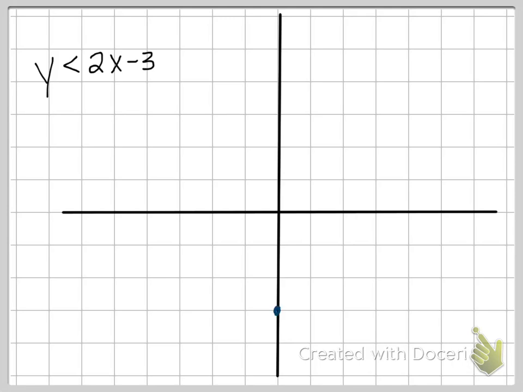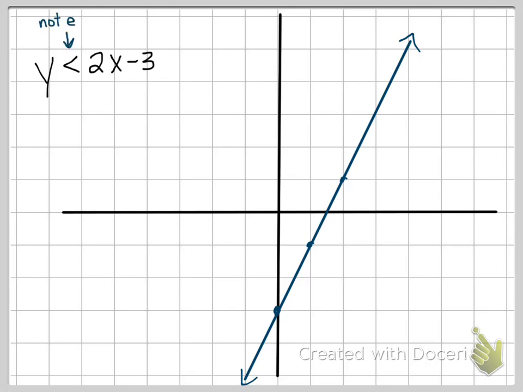Alright, so first I have the y-intercept at negative 3 because that's my b, and then the slope of 2, so up 2 over 1, up 2 over 1, there's my line. So if this was an equation, if that was an equal sign, that would be the graph and I'd be done. Except it's not.